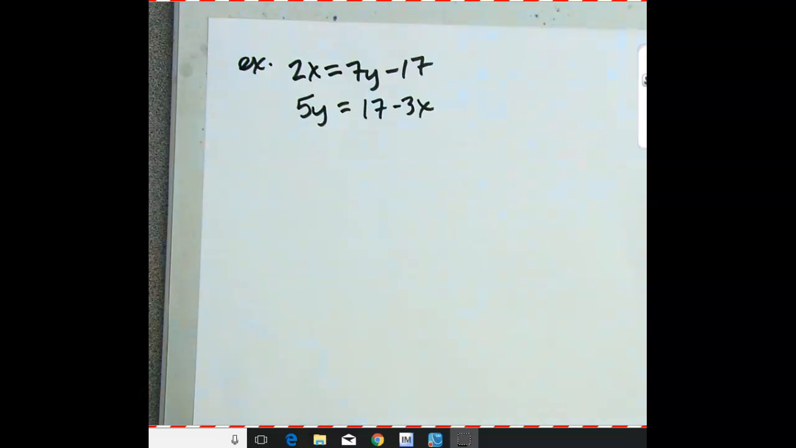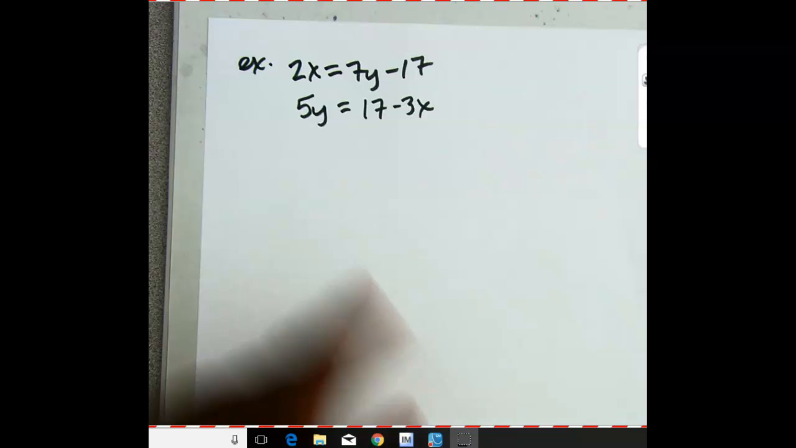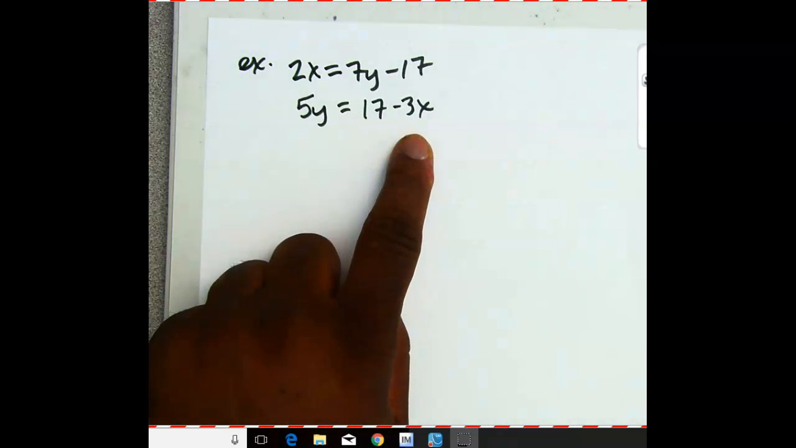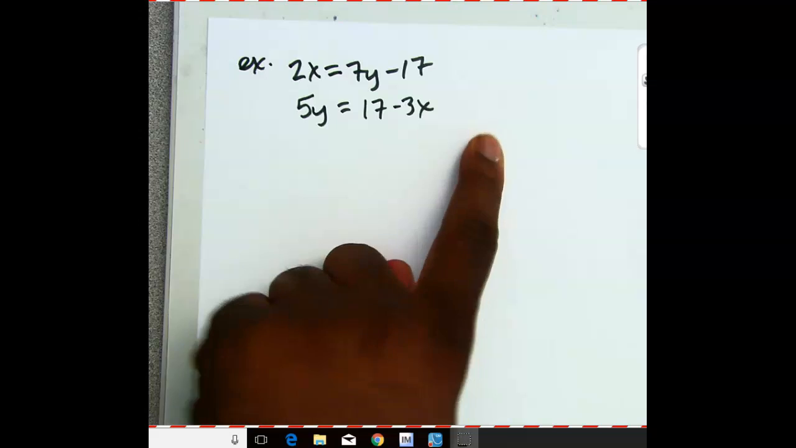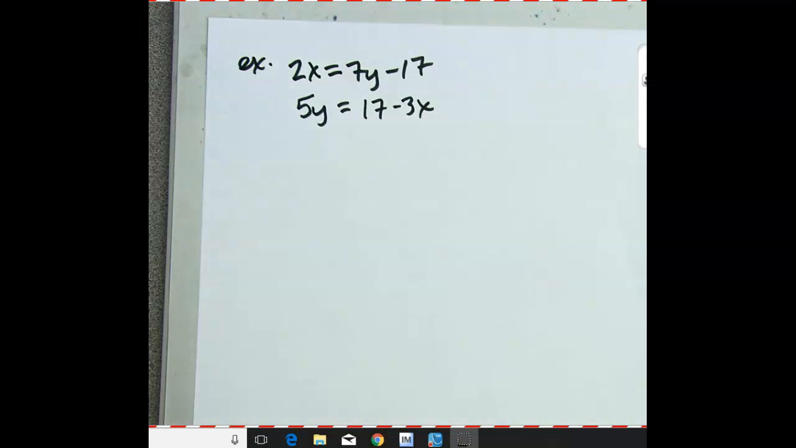Ladies and gentlemen, what is our solution here? Where do we start? You want to do substitution? Yeah. If you solve for x in the first one, you're going to get x is equal to 7 over 2y minus 17 over 2. 5y equals 17 minus 3 times 7 over 2y minus 17 over 2. If you solve for y in the second one, y is equal to 17 over 5 minus 3 over 5x. All right, so I'll ask you again, which method would you like to use?